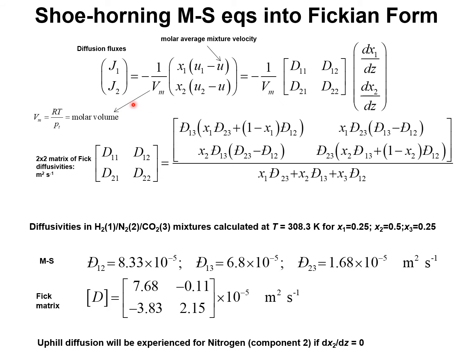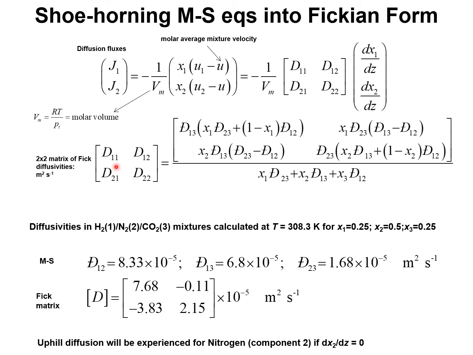Using two-dimensional matrix notation, we can shoehorn the set of two Maxwell-Stefan equations shown on the previous slide into a Fickian form. A column vector of molar diffusion fluxes, defined here, is related to a column vector of mole fraction gradients via a square matrix of Fickian diffusivities. Vm is the molar volume of the mixture.